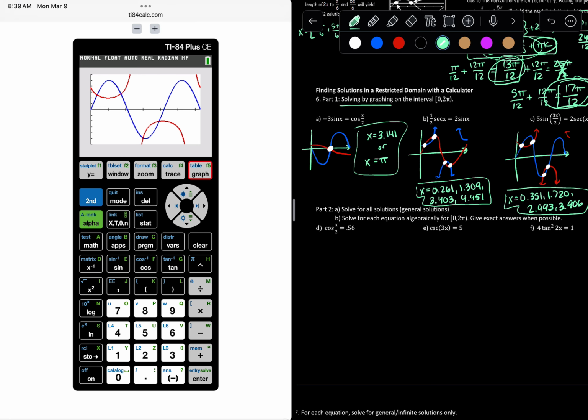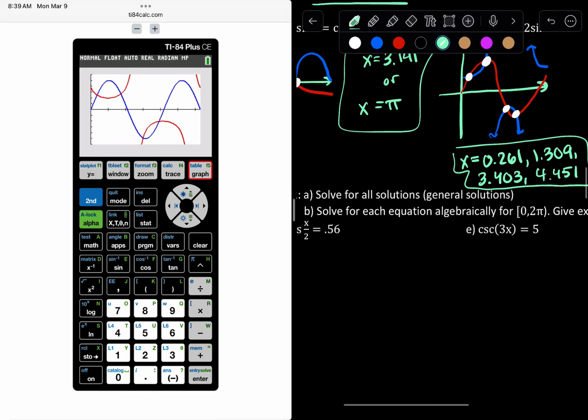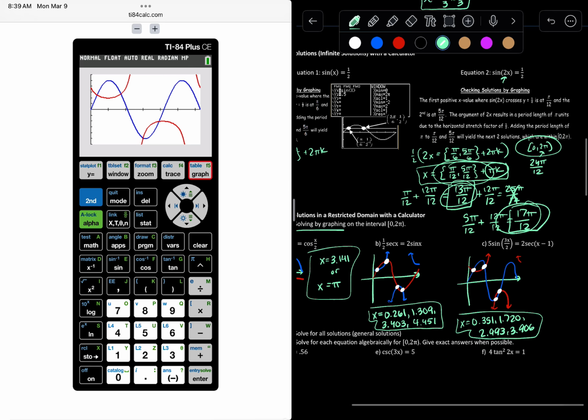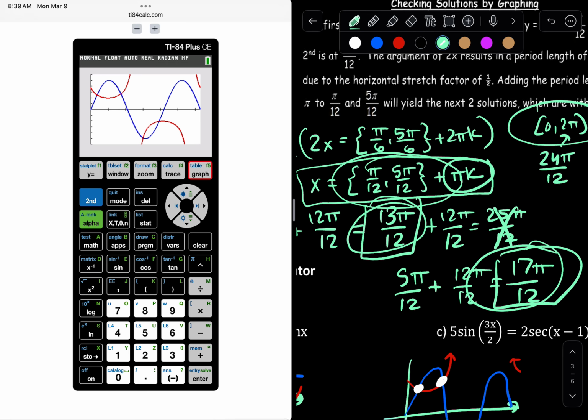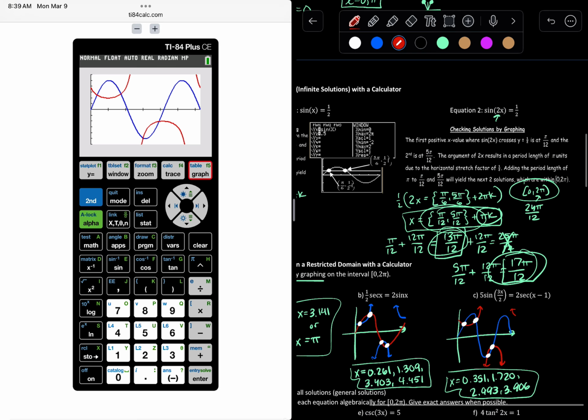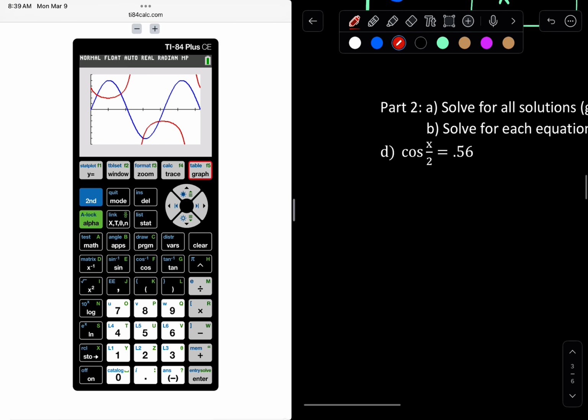All right, so part 2, there are going to be 2 parts. It says solve for all solutions, general solutions, and then solve for each one algebraically from 0 to 2 pi. Whenever you're solving for 0 to 2 pi, you always want to do general solutions first, because just like this example, you could end up with 4 solutions, but if we were to stop here and exclude that repetition, you would be missing 2 of your solutions because you're not applying that stretch correctly or that compression correctly, okay? So we always solve for general first, and then we solve for the restricted domain of 0 to 2 pi if necessary. So this one, we have cosine of x over 2 is equal to 0.56.